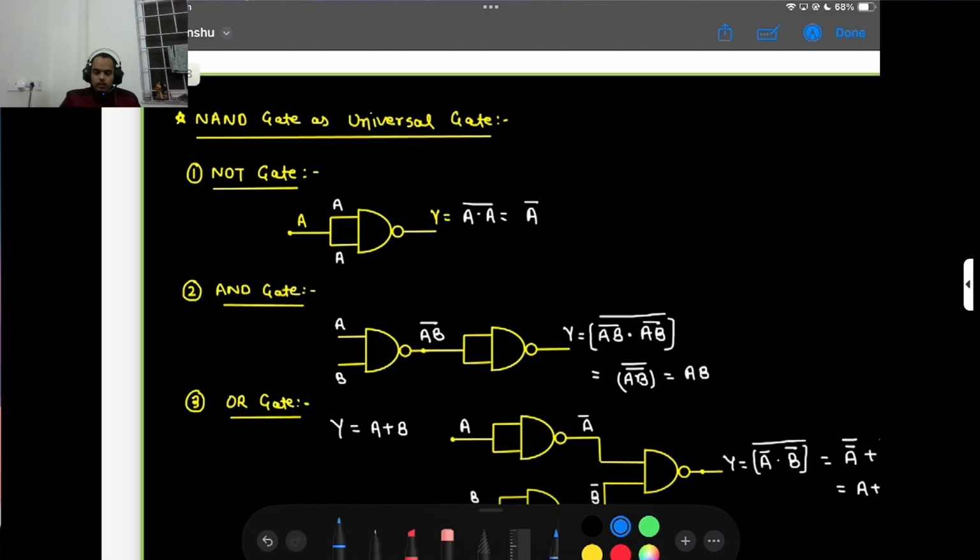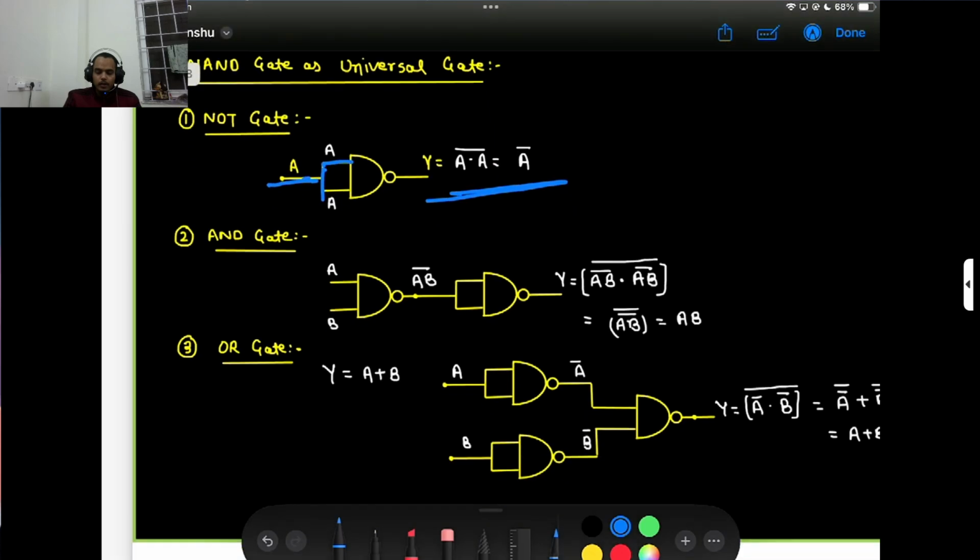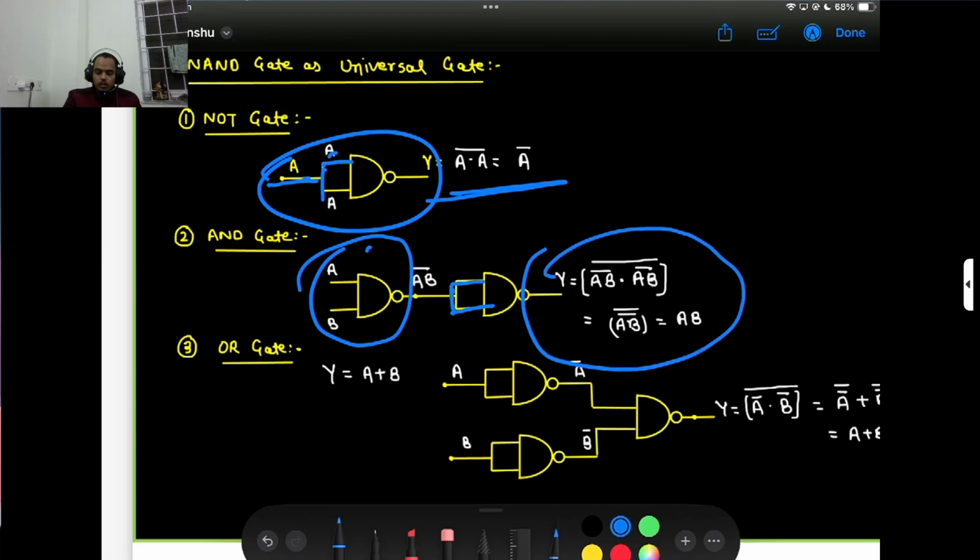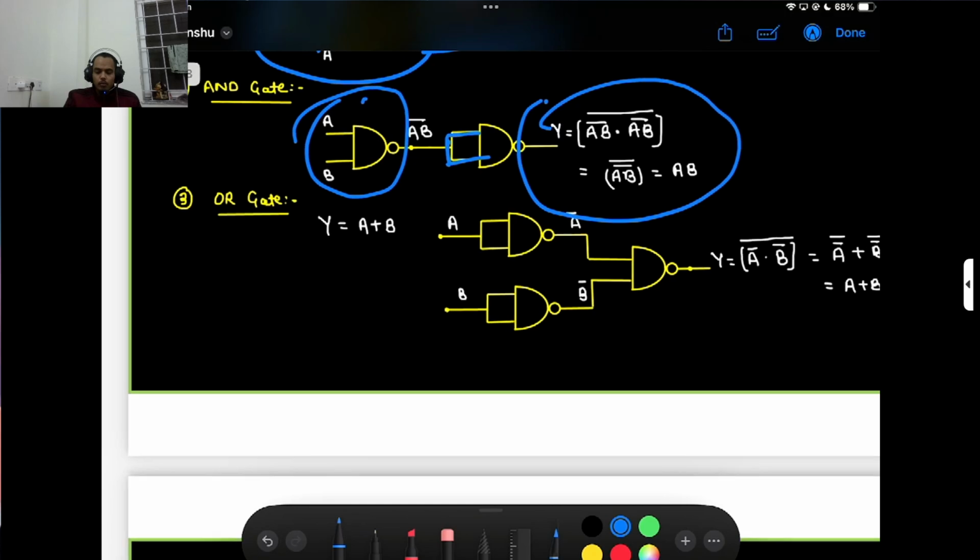NAND gate is a universal gate. So this is the NOT gate. We short the gate inputs and give input A, so my output is Y equal to A bar. So this is my NOT gate. For the AND gate, we take a NAND gate and, on the NAND gate output, we do the previous type of thing, and this behaves like an AND gate.